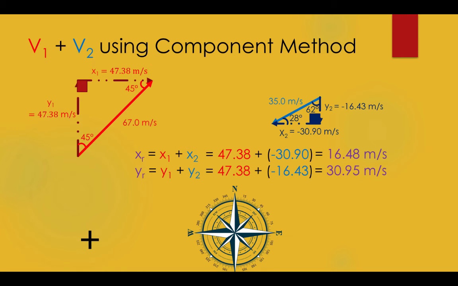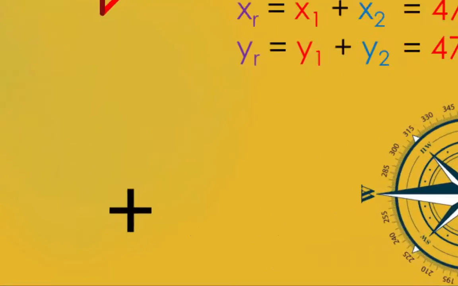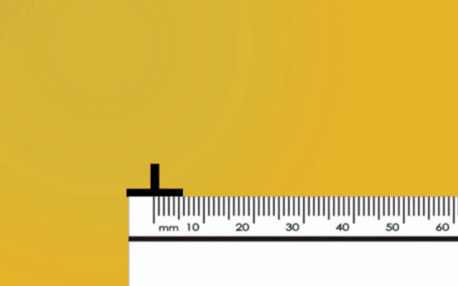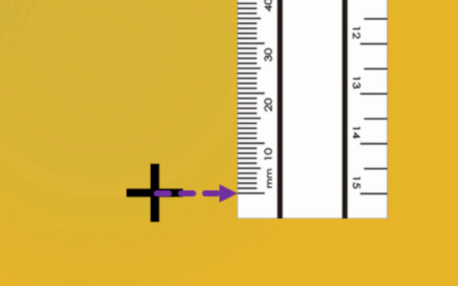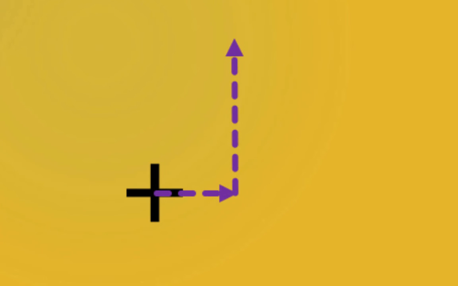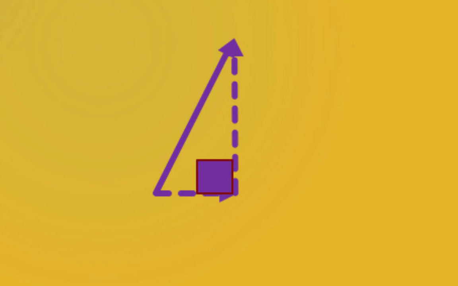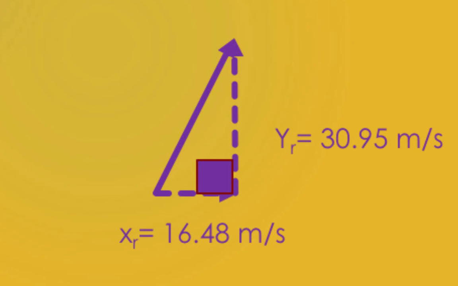Now we will create a resultant vector by drawing in xr and yr. We will use a ruler and draw in x resultant at 16.48 millimeters, which represents 16.48 meters per second. It's positive, so we'll draw it to the right. We'll also use a ruler to draw the y resultant at 30.95 millimeters, representing 30.95 meters per second. It is also positive, so we'll draw it upwards. If we draw a line joining the tail of one to the tip of the other, we end up with our resultant vector, VR. The result is a right angle triangle, where the x-axis is 16.48 meters per second, and the vertical axis is 30.95 meters per second.